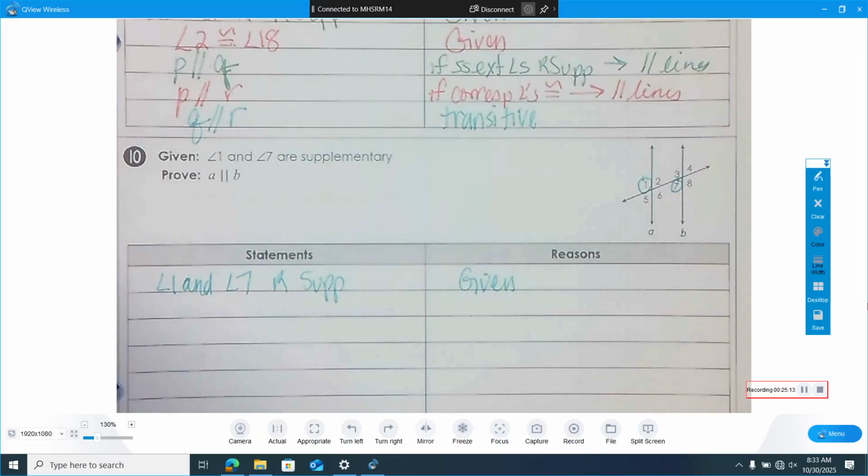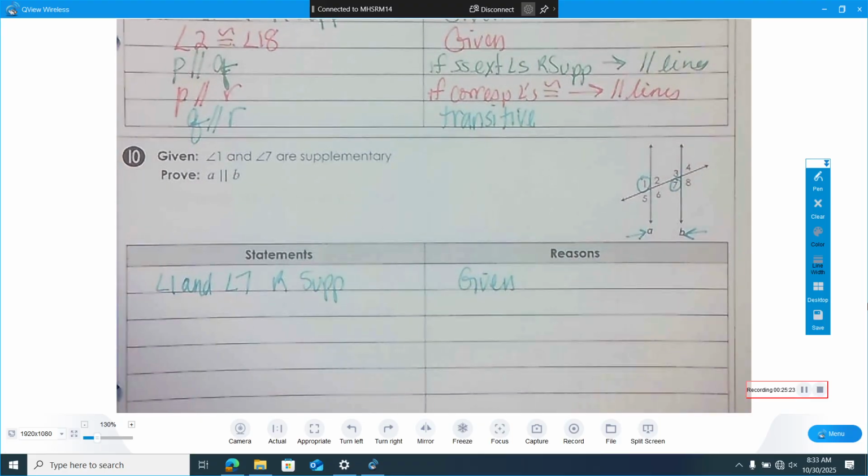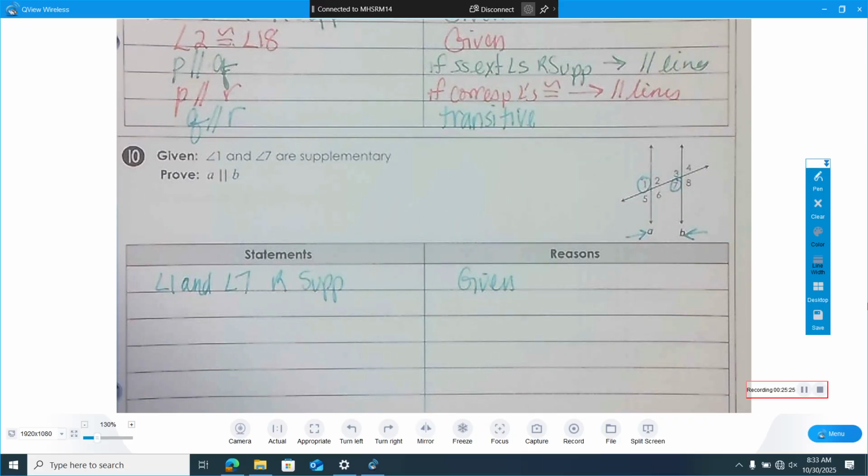So I'm going to circle them. I'm not going to mark them congruent because they're not congruent, but I'm just drawing attention to them. I know that they're supplementary. And I'm trying to prove that line A and line B are parallel. So I can kind of do this the same way we did the first one, actually.